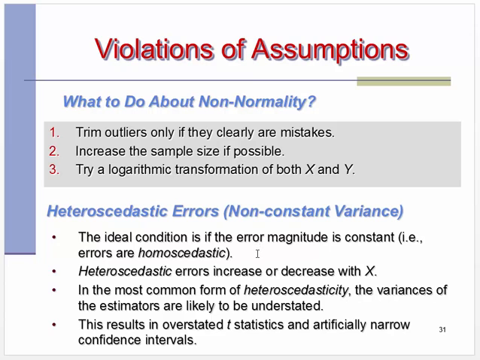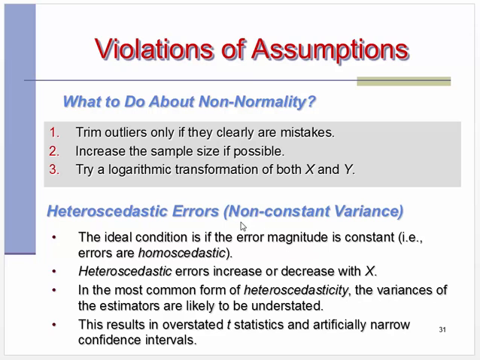What to do about non-normality? If the errors are non-normally distributed and the assumptions are violated, what do we do? First, you can trim outliers only if they clearly are mistakes, and you can increase the sample size if possible. You can also try a logarithm transformation of both x and y. You can see if that works.